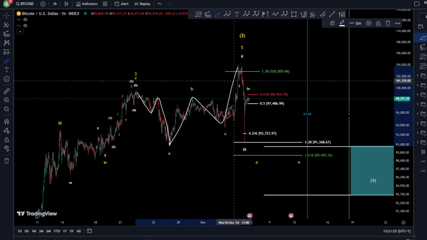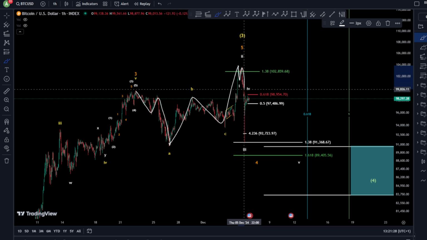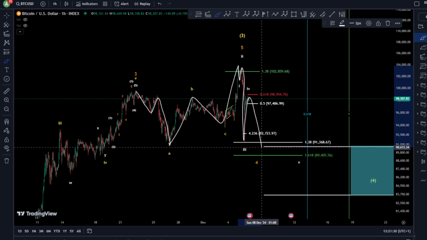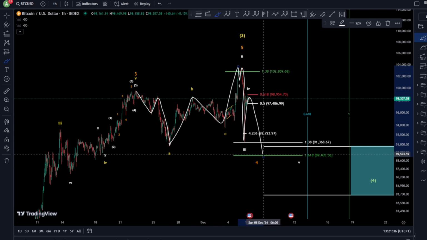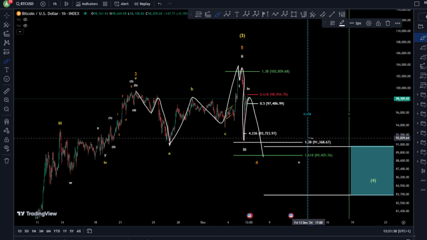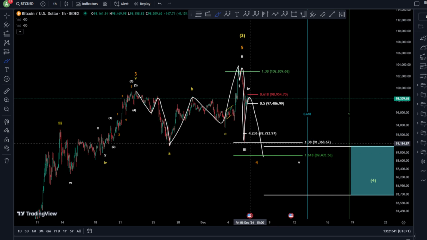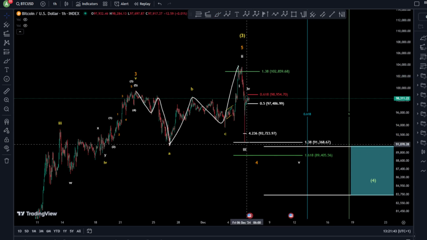Now, after this, you would like to see a 1, 2, 3, 4, and a 5, right? Finishing, of course, this wave C. If you finish this wave C as an expanding flat, you would like to hit, by the way, one of those fib levels, because so far we did not hit any of them.